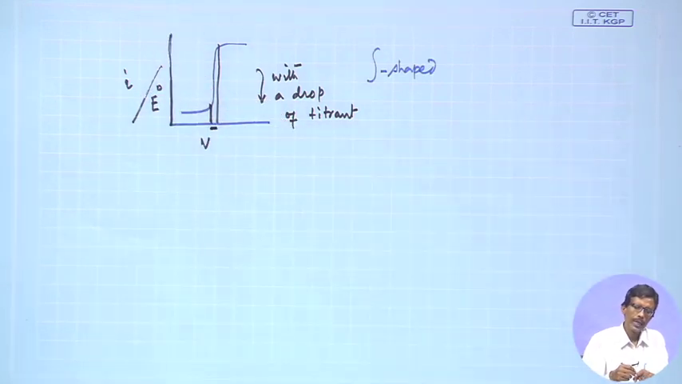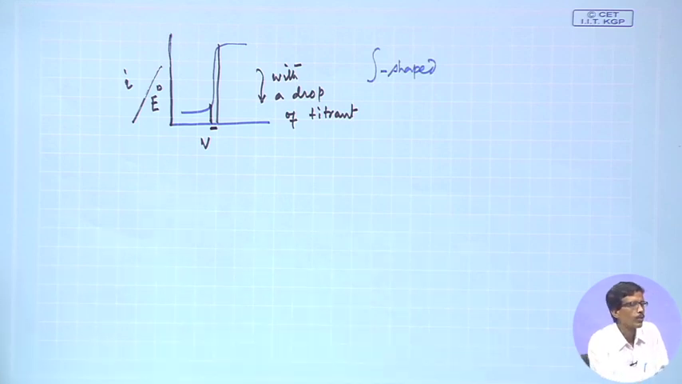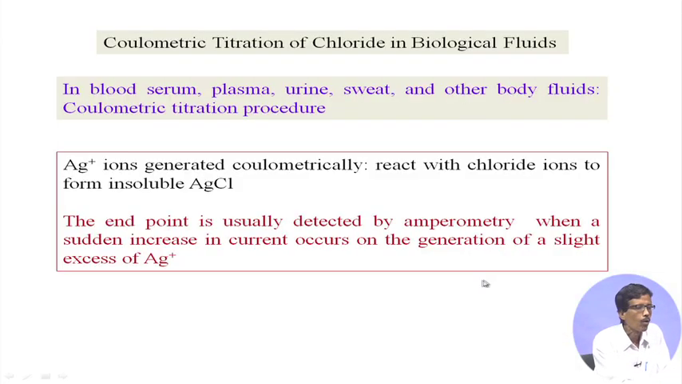So, this plot will tell you that a sudden increase in current occurs on the generation of the corresponding species like your silver ion. That means, generation of a slight excess of silver ion will cause a particular current change that will affect your corresponding potential as well as the current which is being traversed. Why do you have the slight excess of silver ion in the medium? Because your chloride has all been exhausted. Whatever chloride ions you had earlier in these biological fluids has all been consumed.